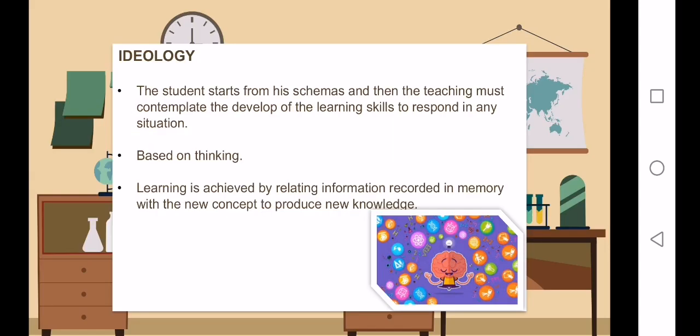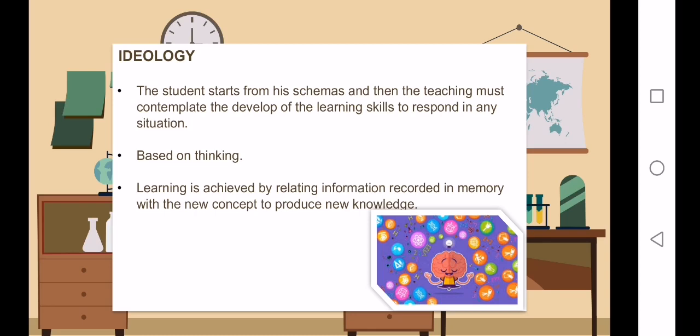The ideology. The student starts with his schemas, and then the teacher must contemplate the development of the learning skills to respond in any situation, like a situation in a social context. The other is based on thinking, and the learning is achieved by relating information recorded in memory with a new concept to produce new knowledge.